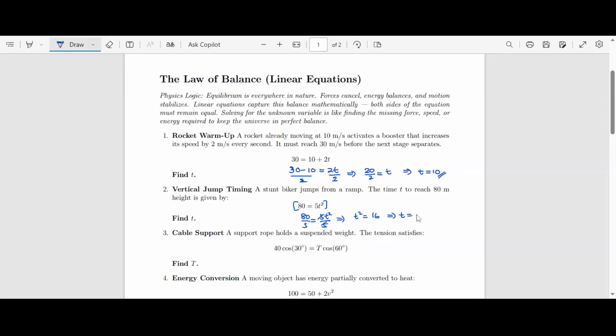So t squared is 16, the square of t is 16. In order to get t, you have to take the square root. You should find the square root of 16. We know 16 is a square number, so when you take the square root, you'll get 4. This is the answer, so t is 4. And we can put the units as well: t is 4 seconds, right?